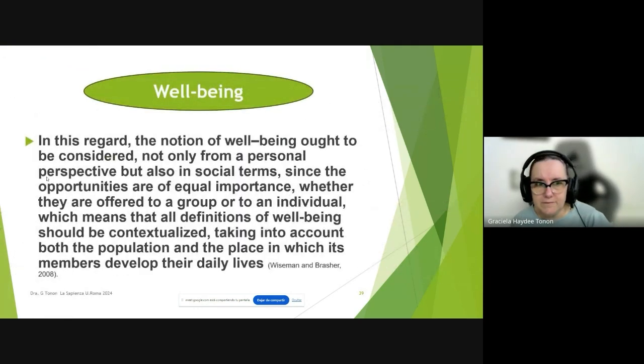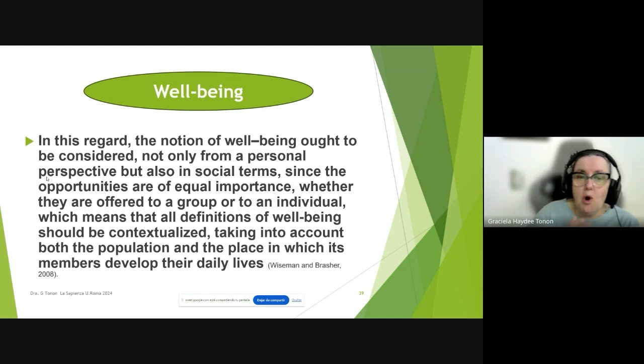And what is well-being? Well, in this regard, the notion of well-being ought to be considered not only from a personal perspective, but also in social terms, because we are speaking about communities, yes? Since the opportunities are of equal importance, whether they are offered to a group or to an individual, which means that all definitions of well-being should be contextualized, taking into account both the population and the place in which its members develop their daily lives. Yes?